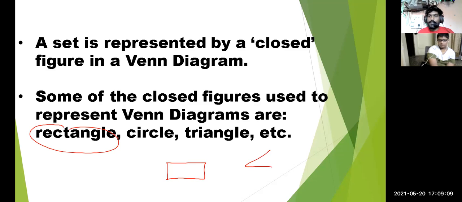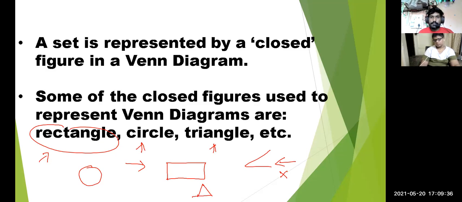Okay. Is this figure closed? No, sir. No, this is not. So you cannot use this figure to draw a Venn diagram. You have to use only a closed figure. That means it has to be closed from all the sides. So you can use a rectangle, a circle. A circle is also a closed figure, and you can use a triangle.